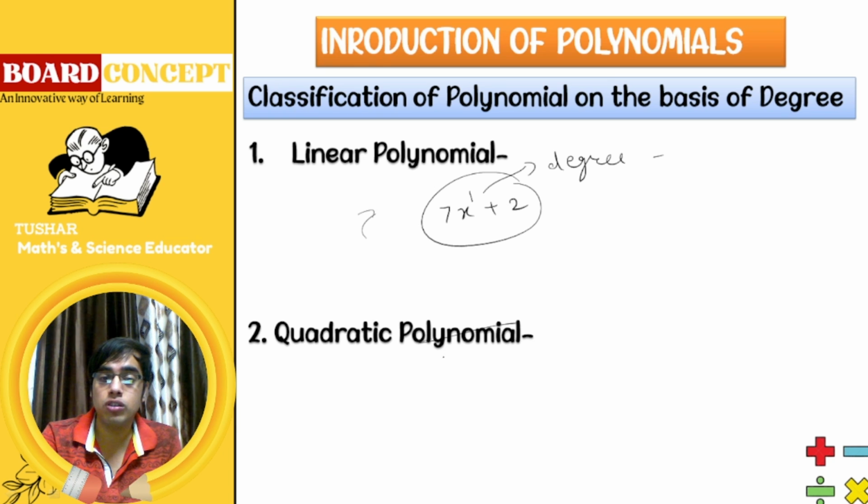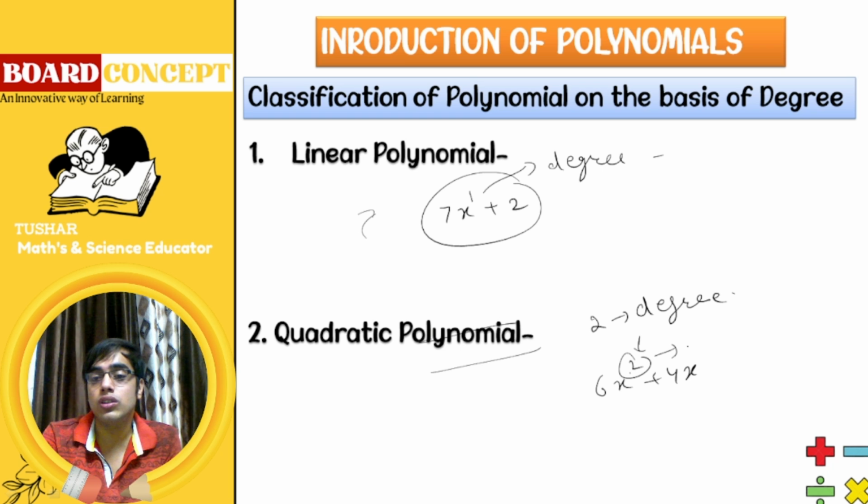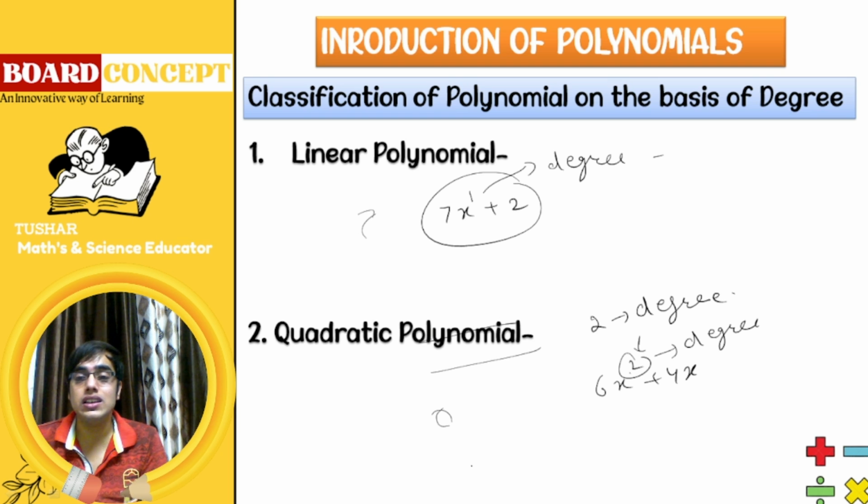And what is a quadratic polynomial? A polynomial which has degree 2 is called a quadratic polynomial. Example, 6x square plus 4x. Here we can say that the highest power of the variable x is 2. So this is the degree of the polynomial, and a polynomial which has highest degree 2 is called a quadratic polynomial.